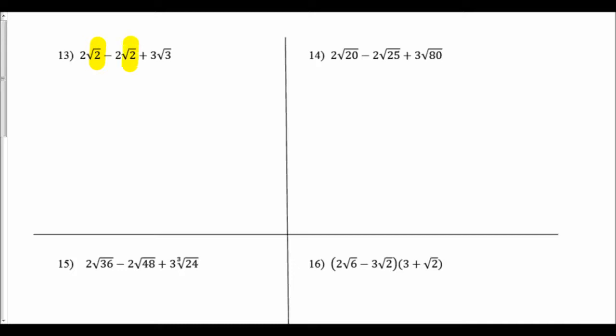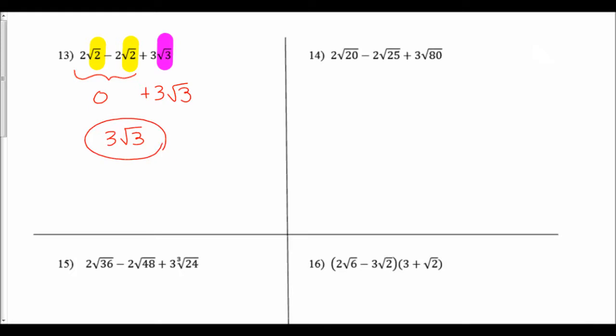This one has 2 square roots of 2 minus 2 square roots of 2, and then we have 3 square roots of 3. Square roots of 2 and square roots of 3 are not like terms. The square roots of 2 are like terms, so 2 square roots of 2 minus 2 square roots of 2 is no square roots of 2, and that's 0. I'm not going to write anything down for that. My 3 square roots of 3 cannot be put together with my square roots of 2, and my final answer is just 3 square roots of 3.